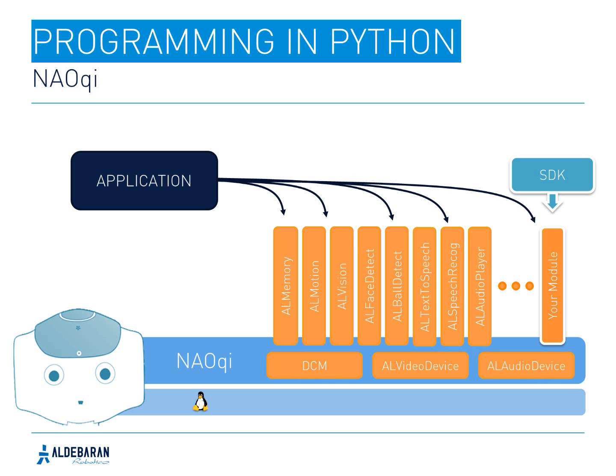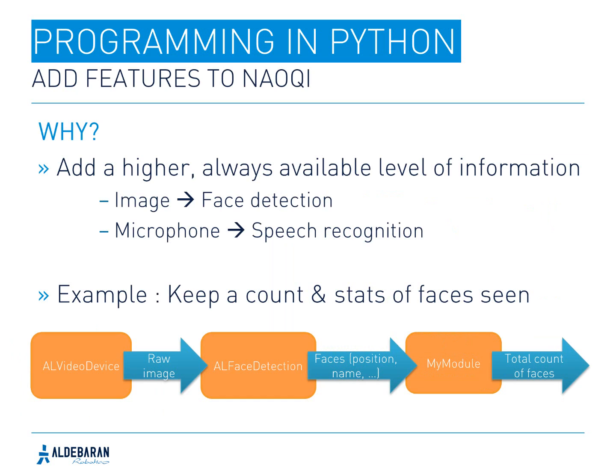The first question is, why would you create a module? This is mainly for adding new features to NAOqi. As I said at the very beginning, NAOqi features lots of existing modules, like face recognition if we want to extract faces from the image NAO sees. But if you want to add something else that does not exist, then you have to create your own module, and this module can be based on the other modules or directly access the camera, for example, and do its own processing.